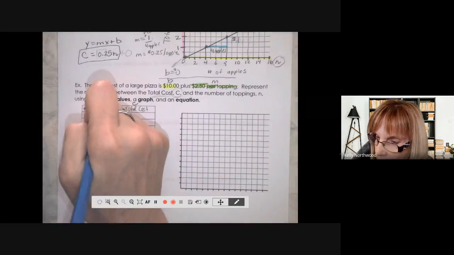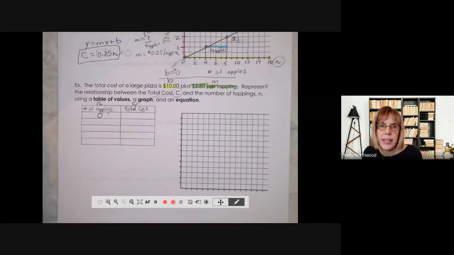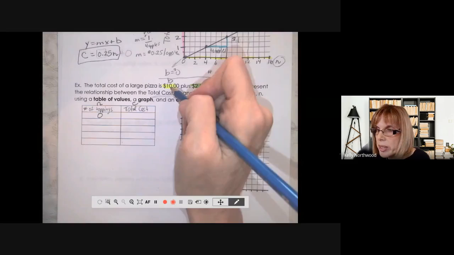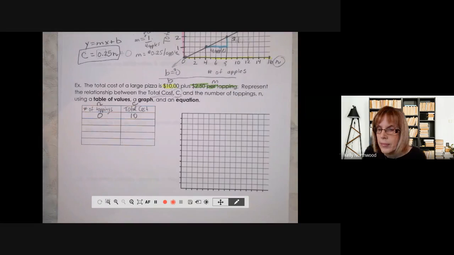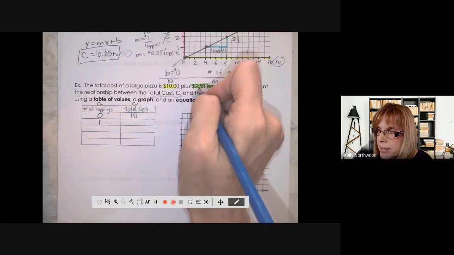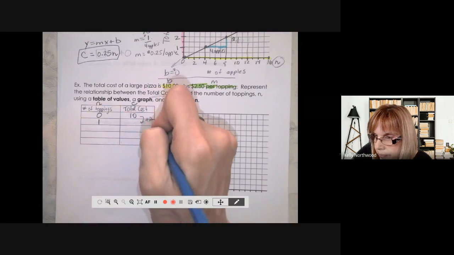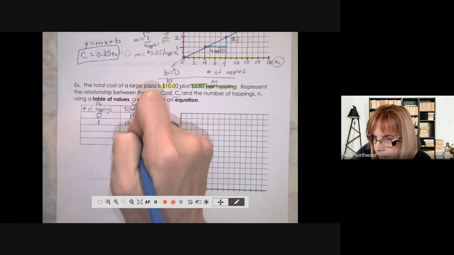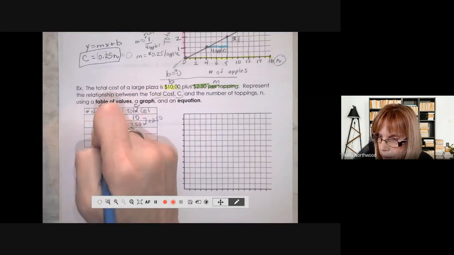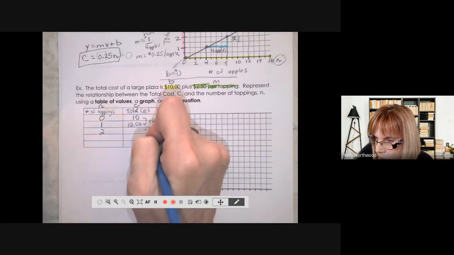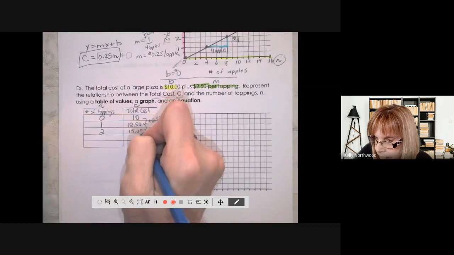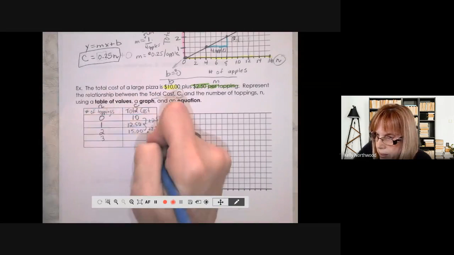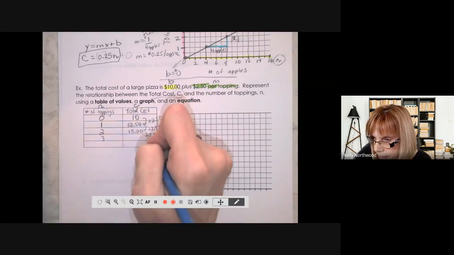And let's put 0 toppings in case we just want a plain pizza. We know that if we put no toppings on our pizza, it costs us $10. And then if we put 1 topping on, if we just want a cheese pizza, it's going to cost us $2.50 more. And if we put 2 toppings on our pizza, it'll cost us $2.50 more than that. So that's $15. 3 toppings on, $2.50 more than that.